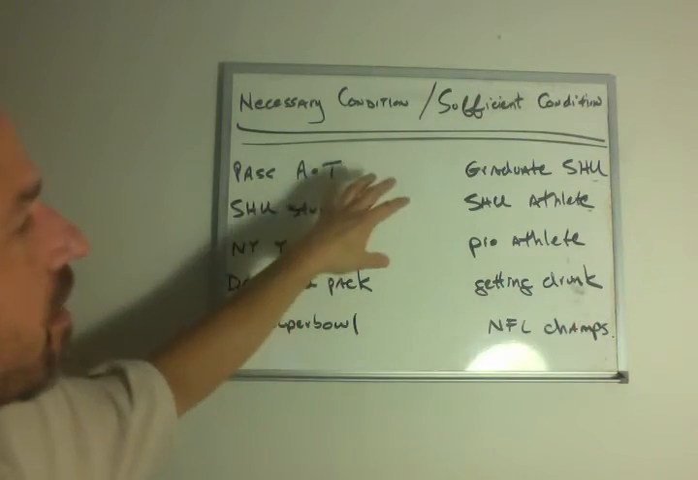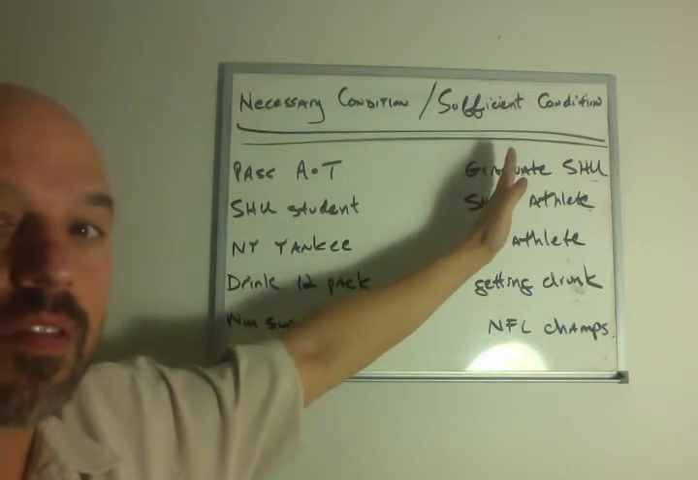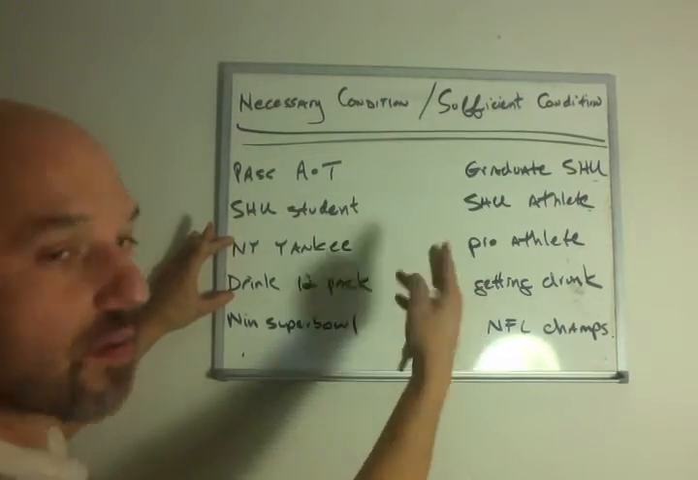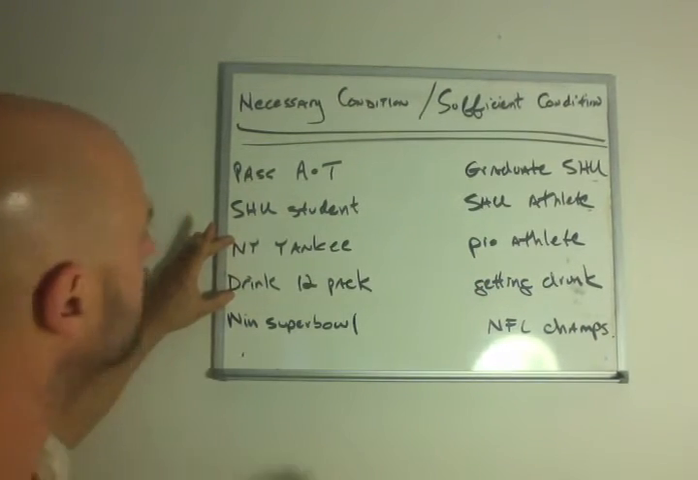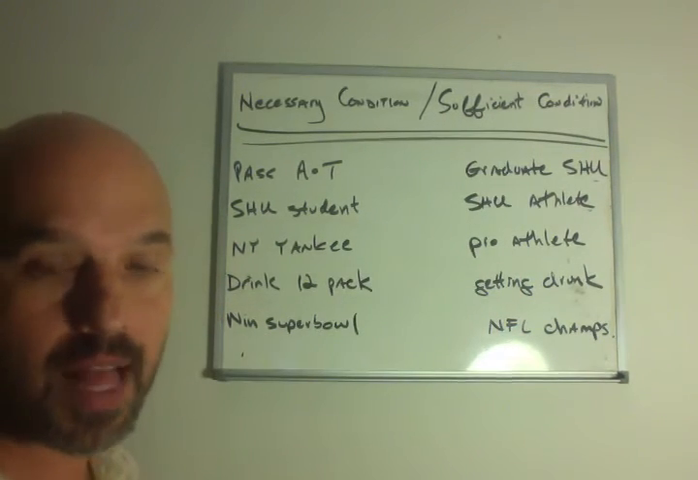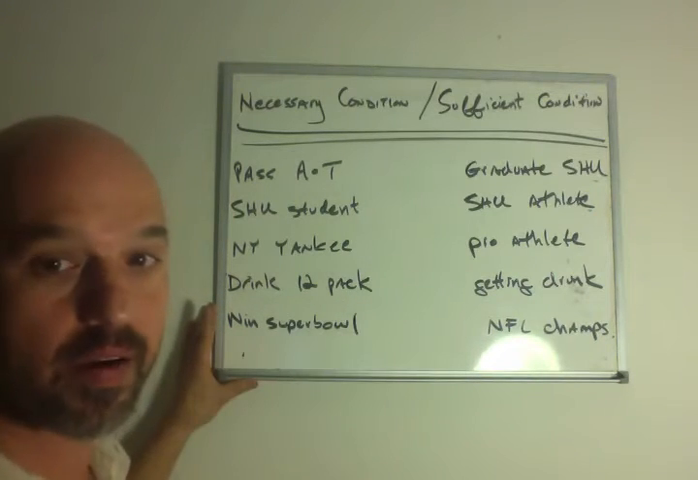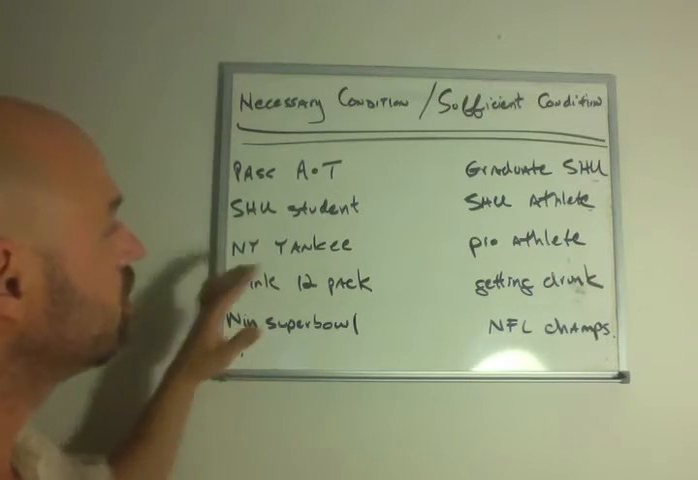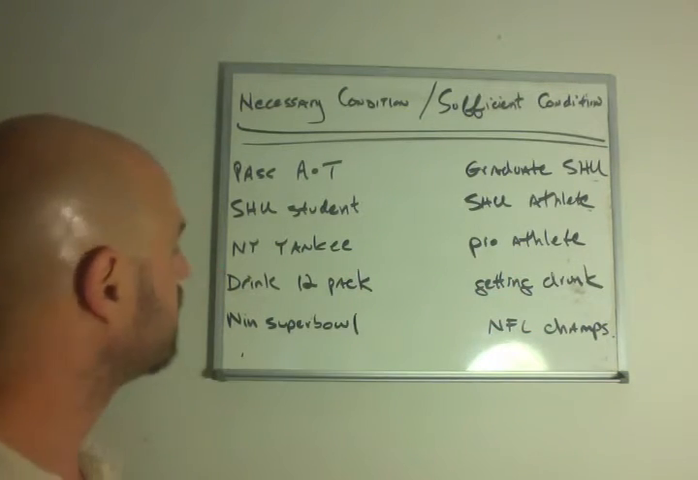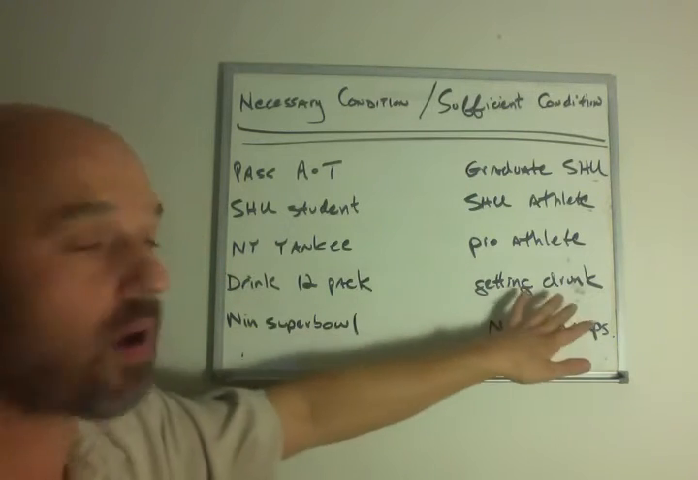But just like here, these necessary conditions were not sufficient for these things. In these examples, these sufficient conditions are not necessary. Being a New York Yankee is not necessary for being a professional athlete. Drinking a 12-pack is not necessary for getting drunk, right? You could be a Boston Red Sox and you are a pro athlete, okay? You could drink a bottle of vodka and you'd probably be dead, but for a while there at least, you'd be drunk.